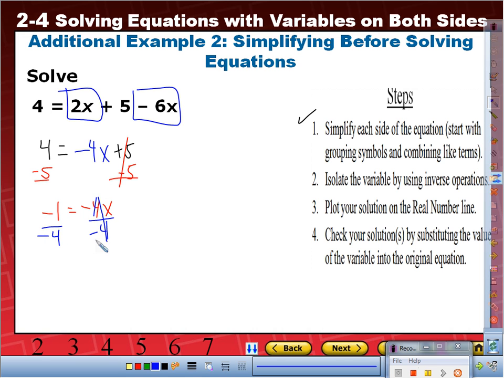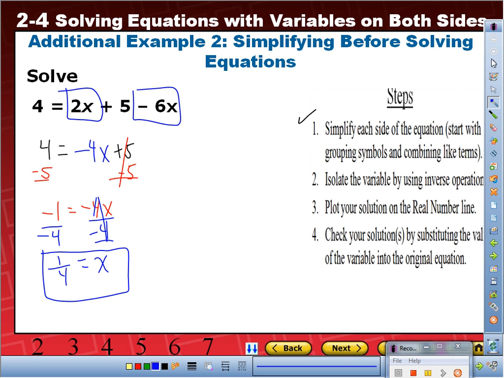Negative 4 divided by negative 4 is 1. 1 times x is x equals negative, and the negative is the same sign, so this becomes 1/4. Or if you wrote it as a decimal, it's 0.25. Okay? And we're done. Yeah, it's a positive. Okay? So on the left side, copy this next one, please.